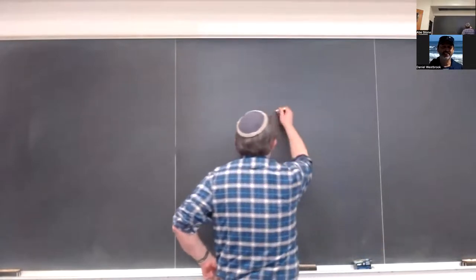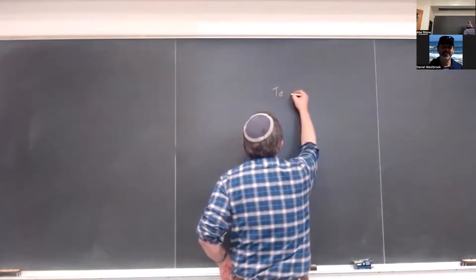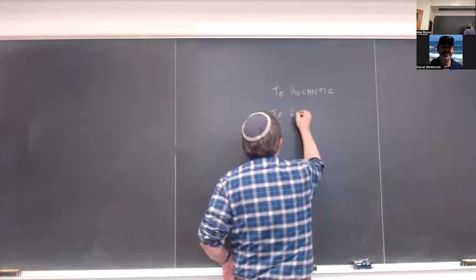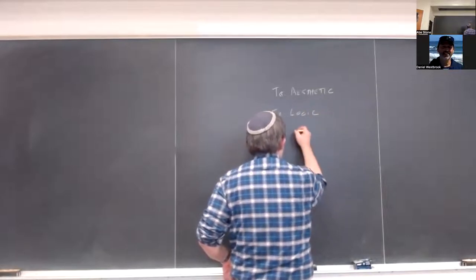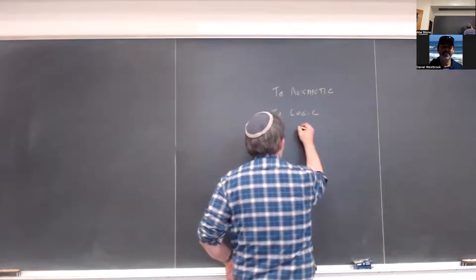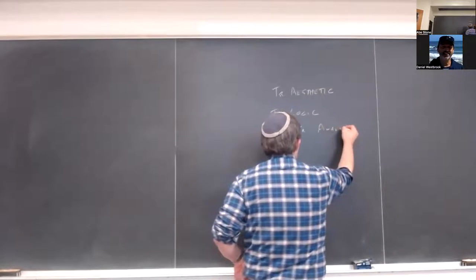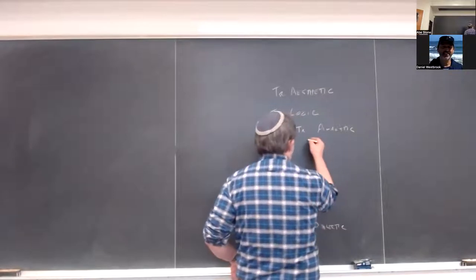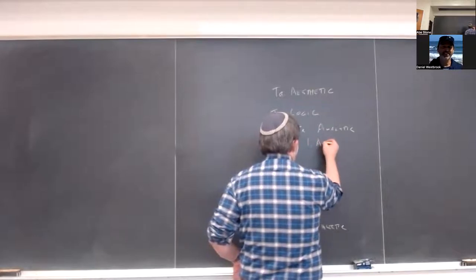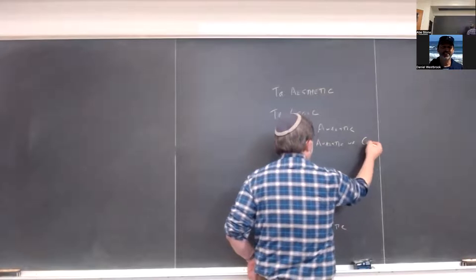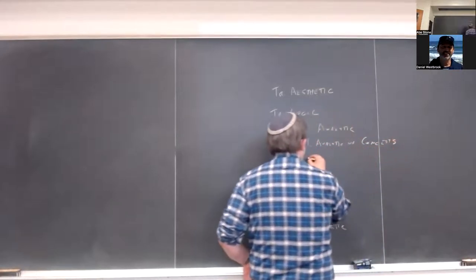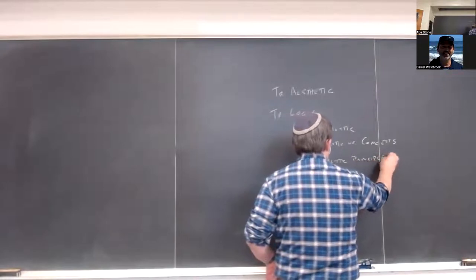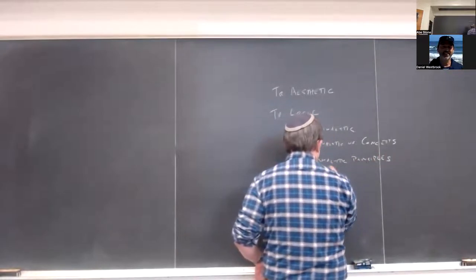Anyway, where we are in the book. So, we've almost finished the transcendental analytic. And transcendental logic has two parts, the transcendental analytic and the transcendental dialectic. The transcendental analytic has two parts: analytic of concepts and analytic of principles. And the analytic of principles has three parts.